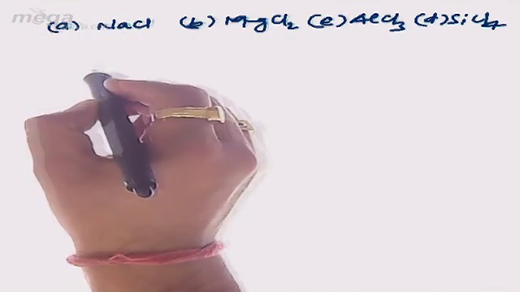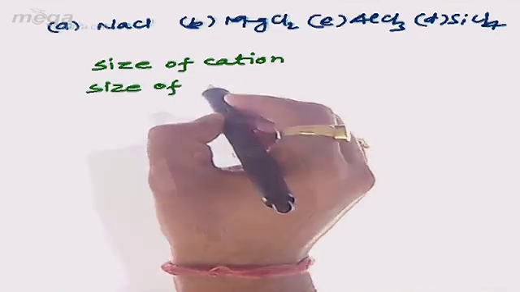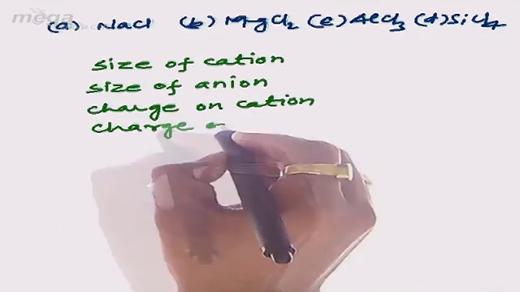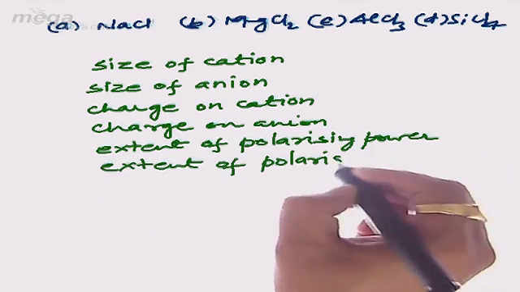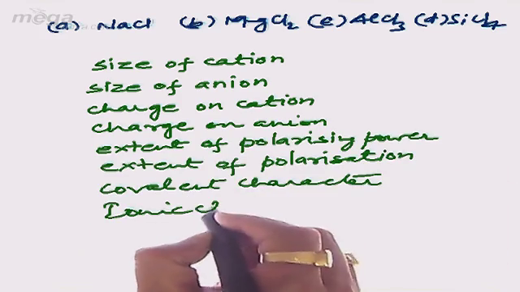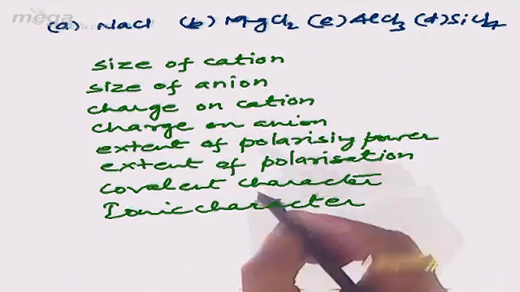Now remember that Fajan's rule will depend on size of cation, size of anion, charge on cation, charge on anion, extent of polarizing power, extent of polarization, covalent character, and ionic character. Means we have to compare the covalent and the ionic character based on these certain points.